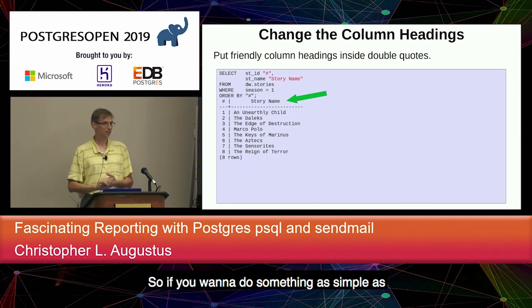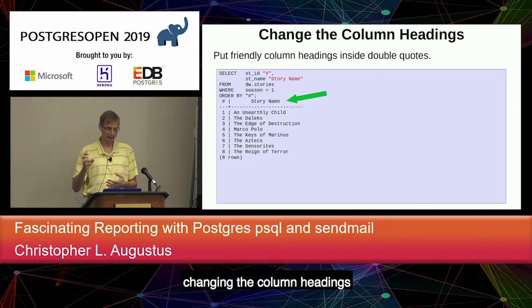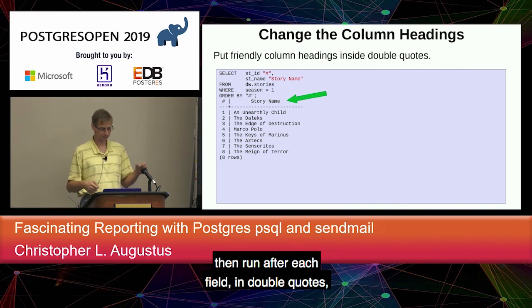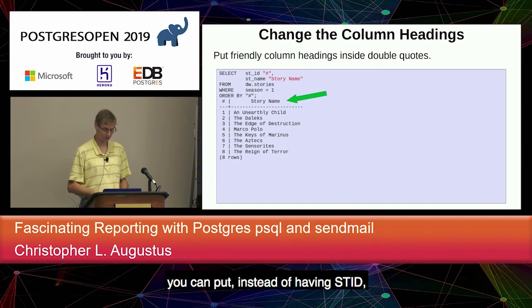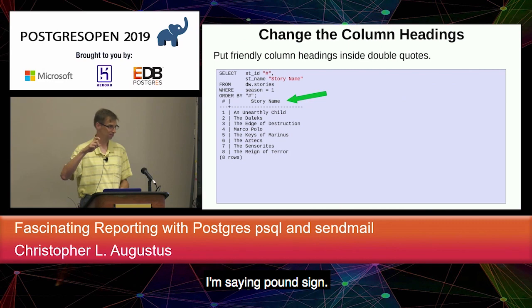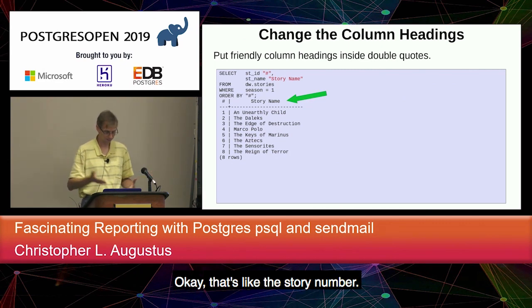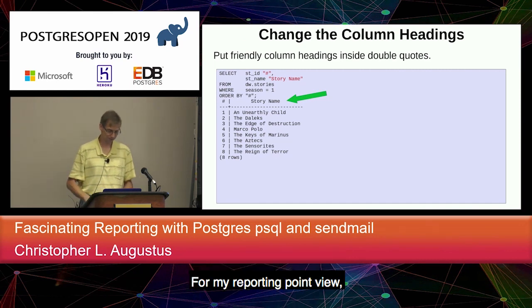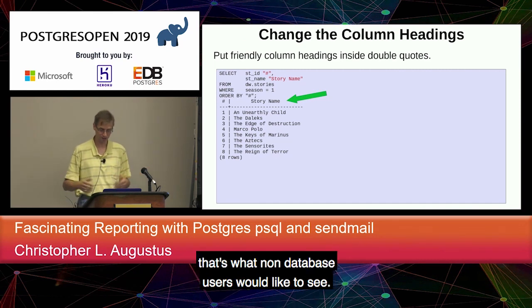So if you wanna do something as simple as changing the column headings to something a human can understand, then right after each field in double quotes, you can put, for instead of having st_id, I'm saying pound sign. So, okay, that's like the story number. And then instead of st_name, I've got story name. And from a reporting point of view, that's what non-database users would like to see.